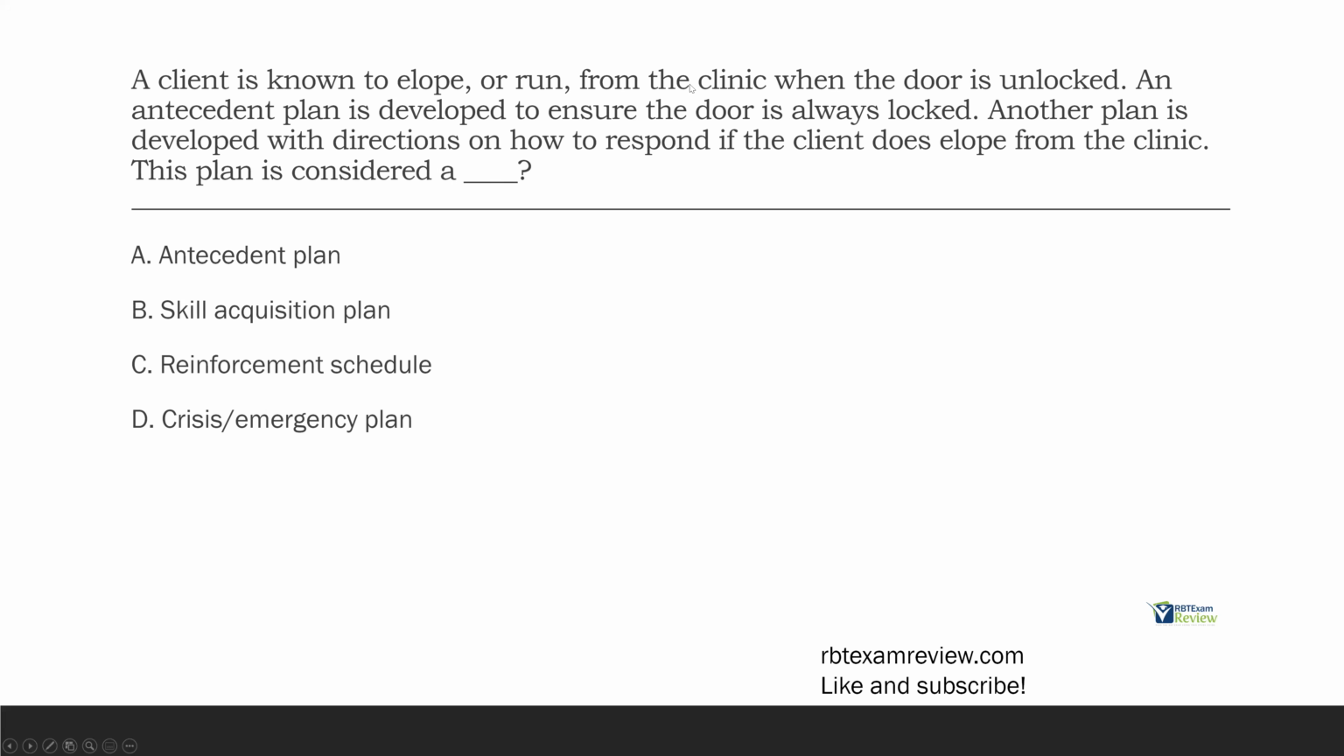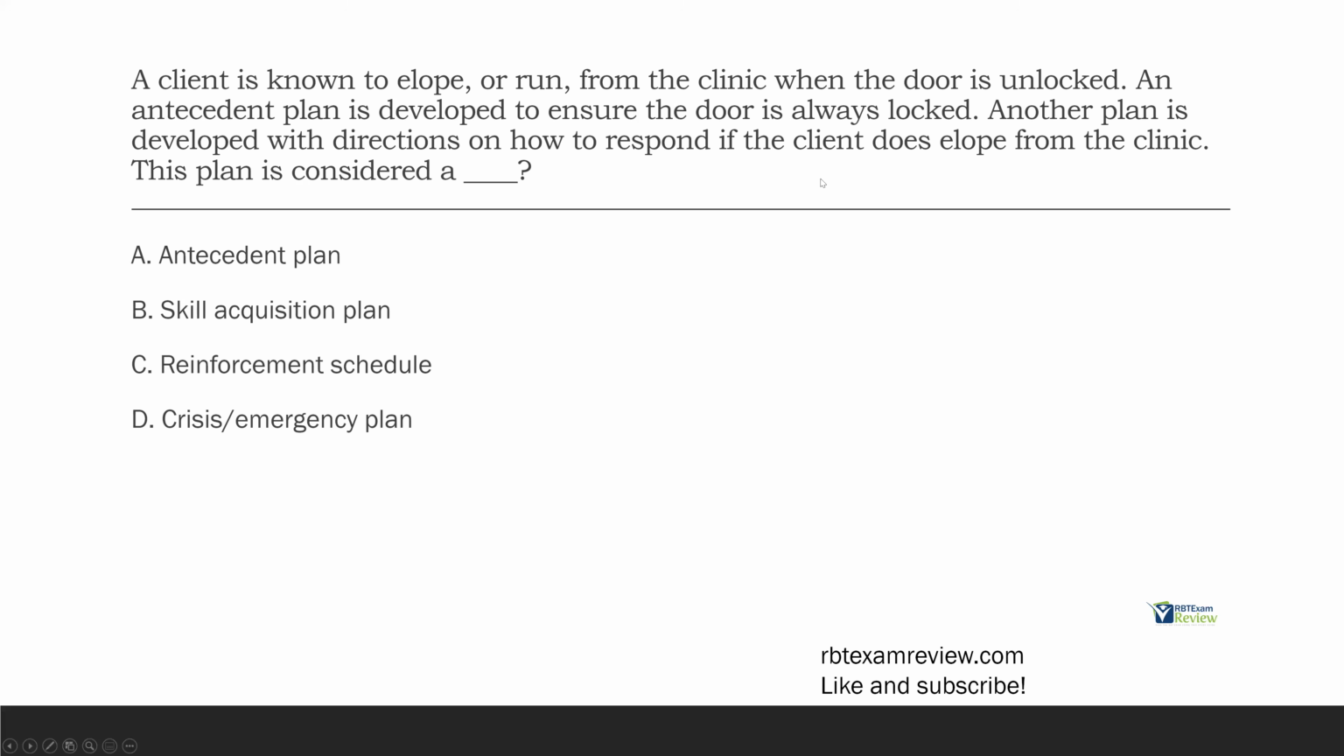A client is known to elope or run from the clinic when the door is unlocked. An antecedent plan is developed to ensure the door is always locked. Another plan is developed with directions on how to respond if the client does elope from the clinic. This plan is considered a what? Eloping from the clinic. Do we consider that a dangerous behavior? Absolutely. High risk, dangerous behavior. Who's in danger? Well, the client's obviously in danger, leaving the clinic alone. Staff and BCBAs might be in danger for other reasons. But it's certainly cause for a special plan.